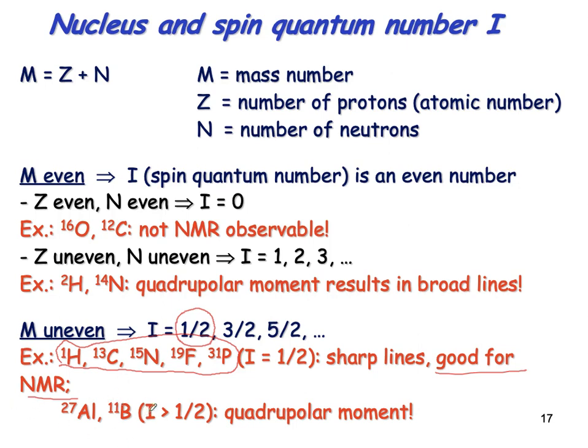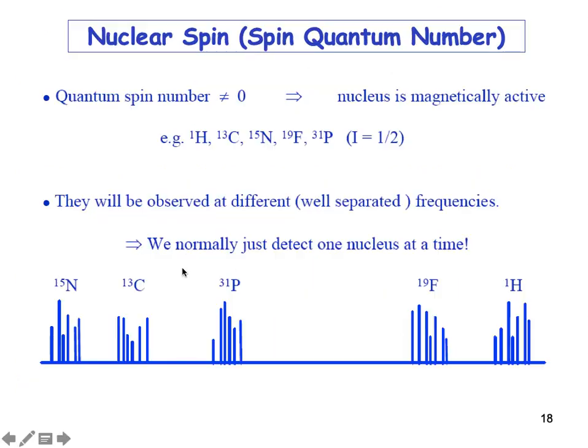For aluminum and other nuclei, the spin quantum number is larger than half. They have a quadrupole moment. This is only for your information. What you have to remember is if M is uneven, I is equal to half, and these nuclei are good for NMR. If M is even, I will be equal to 0, and they are not NMR observable nuclei, as in the case of oxygen and carbon 12.